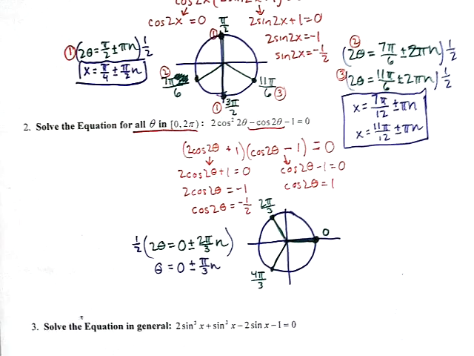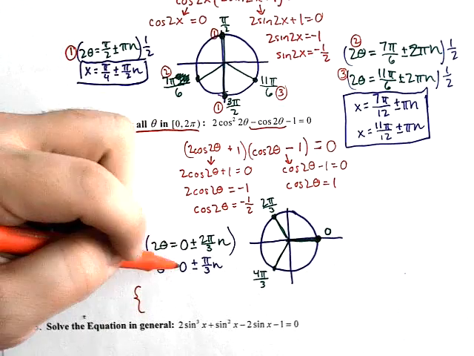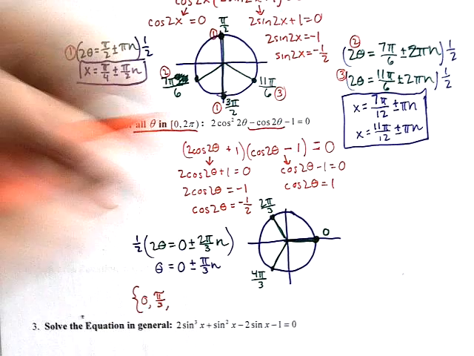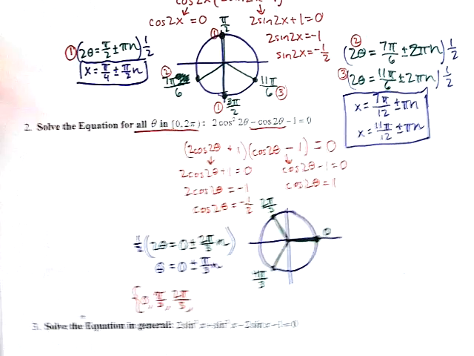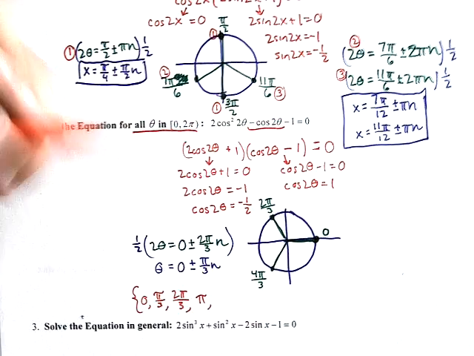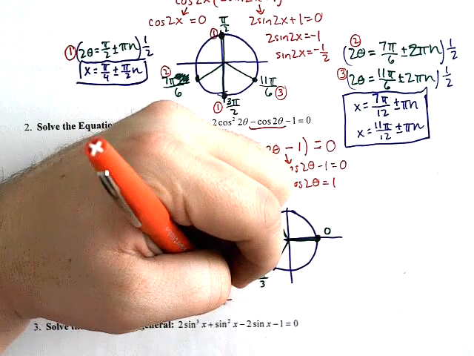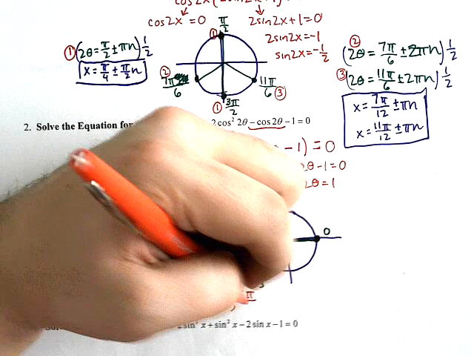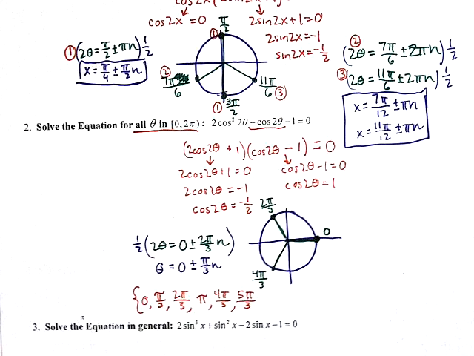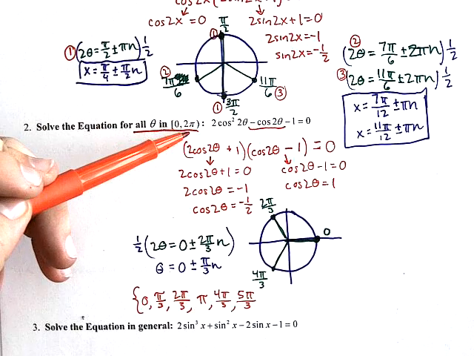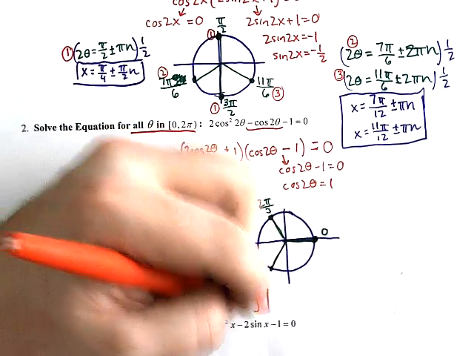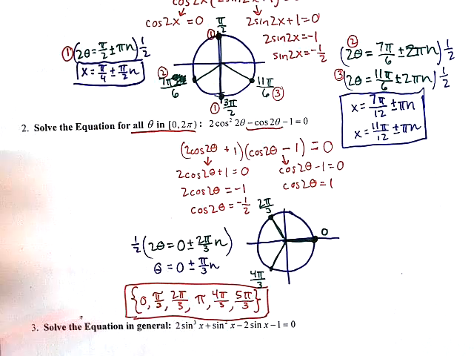So we need to make a list. This list should be nice and easy. 0, and then we're just adding pi over 3's. So pi over 3, plus another pi over 3 is 2 pi over 3, plus another pi over 3 is 3 pi over 3, but I'm going to write that as pi, plus another pi over 3 is 4 pi over 3, plus another is 5 pi over 3. Now the last one, 6 pi over 3, we have to be really careful. 6 pi over 3 is exactly 2 pi, and if we notice, the interval does not include 2 pi, so we do not include 2 pi or 6 pi over 3. We leave it just like that.